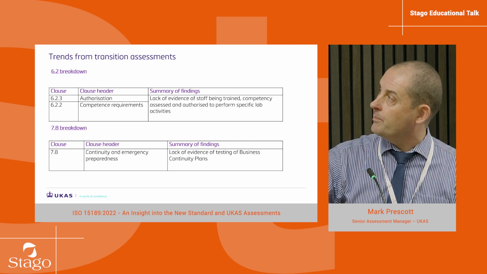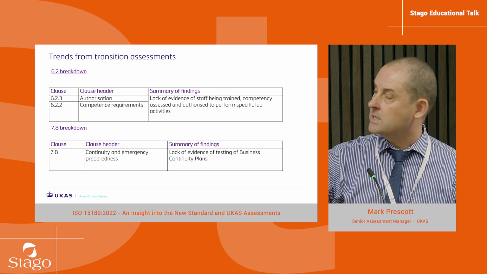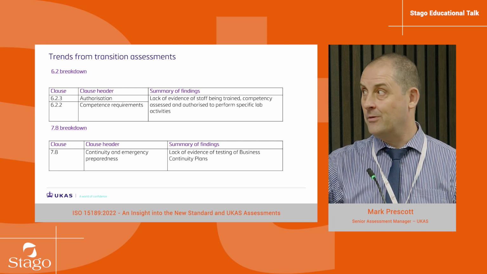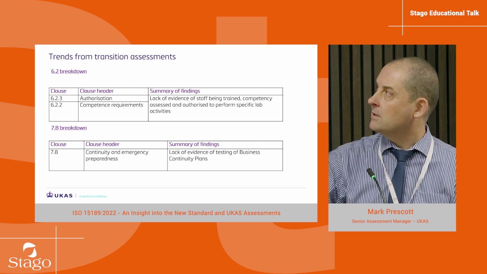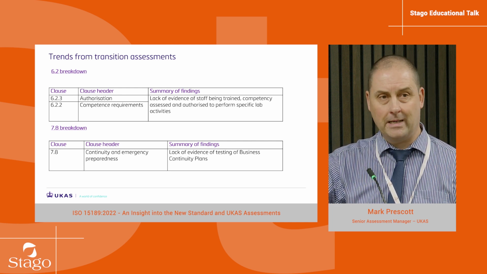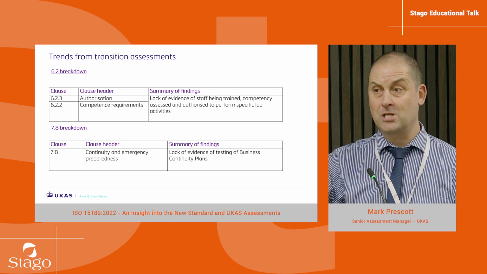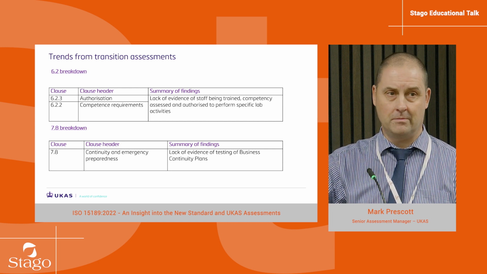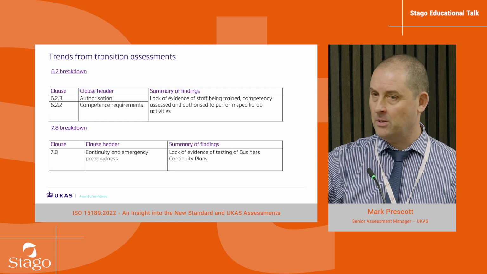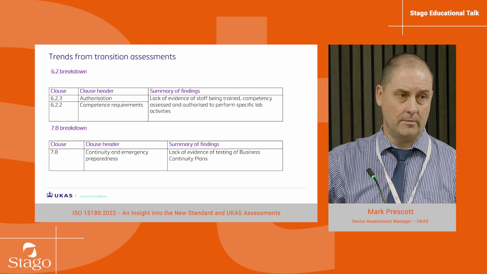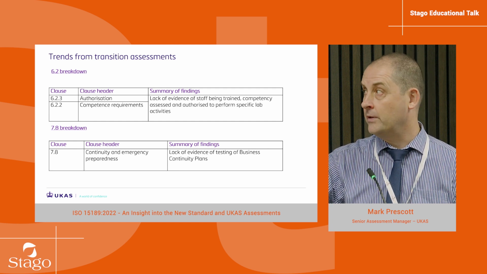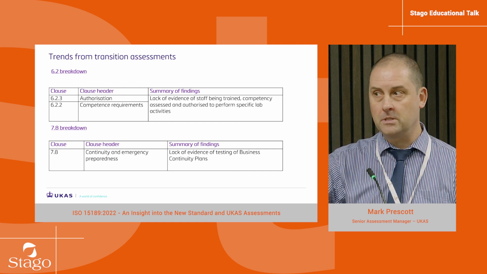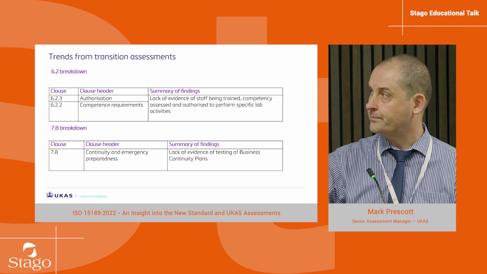Clause 6.2 breakdown. So again, this fits in. This is a competency area again. We're all familiar with training and competency. We've been doing it for many, many years. But there's still a lack of evidence that staff are being trained and competency assessed in areas outside of what they're routinely doing. So using your LIMS system, even things like temperature monitoring, do people even know how to use thermometers and that sort of thing? Those are areas where we're still seeing gaps in competency assessments and training records.